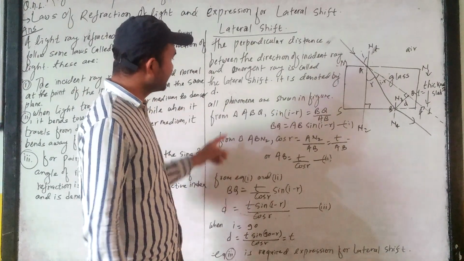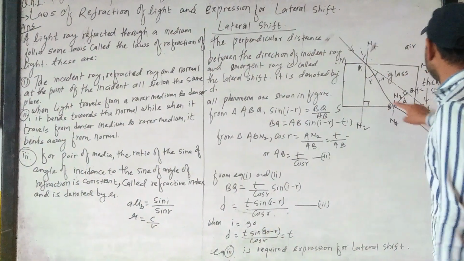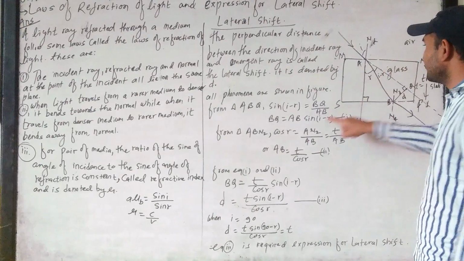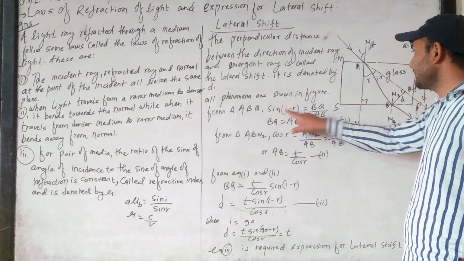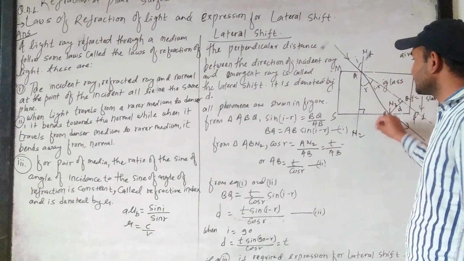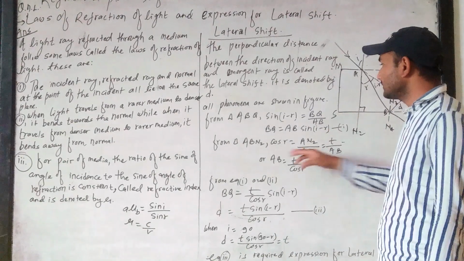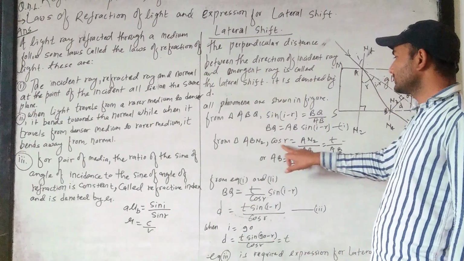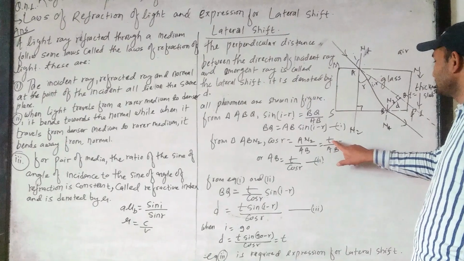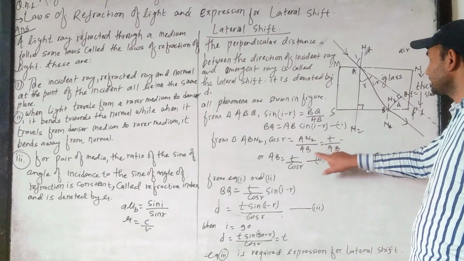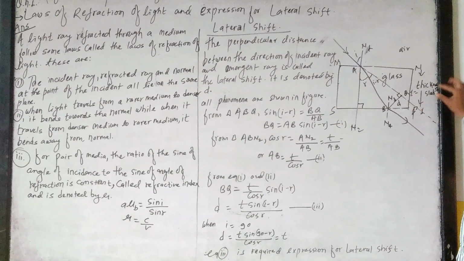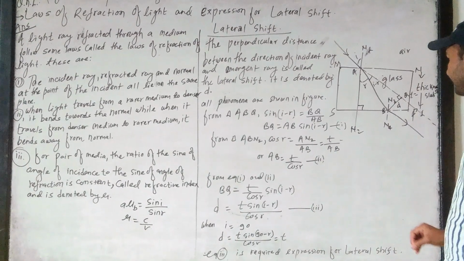Here you can see all the phenomena in triangle ABQ. Here is sin(i minus r). You can see from here, sin(i minus r) equals BQ upon AB. This is the P by H formula we apply in this triangle. In the same way we apply the cosine formula in triangle AB and 2: cos r equals t by AB. Here we apply the formula B by H, and A and 2 I have written as t because it is the thickness of this glass slab.